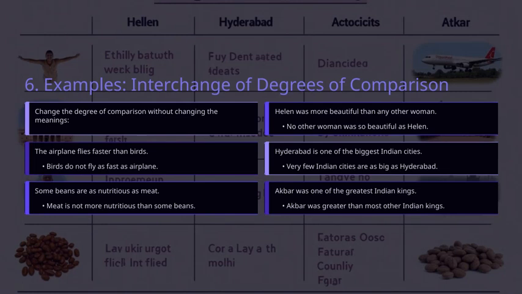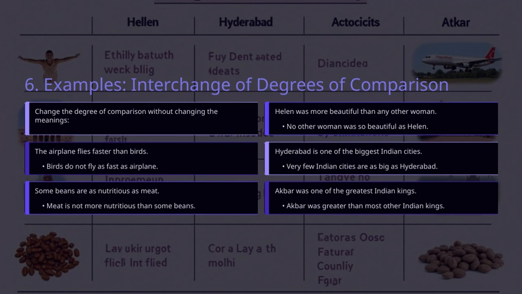Let's look at some examples of how we can interchange degrees of comparison without changing the core meaning of a sentence. First, consider the sentence, "The airplane flies faster than birds." We can flip this around to say, "Birds do not fly as fast as an airplane." Both sentences express the same idea, but in different ways. This highlights how we can use different comparative structures to convey the same message.